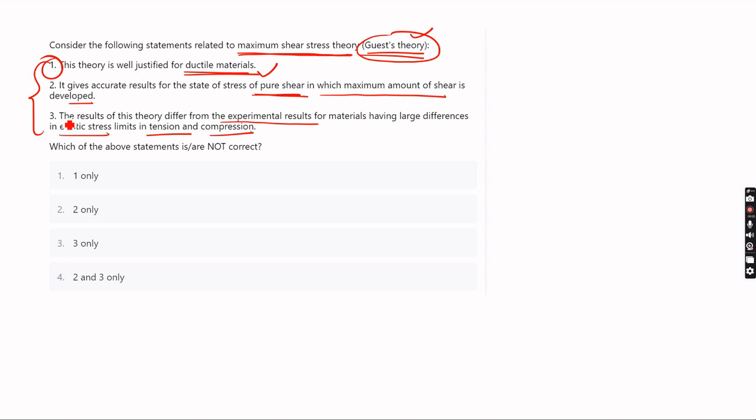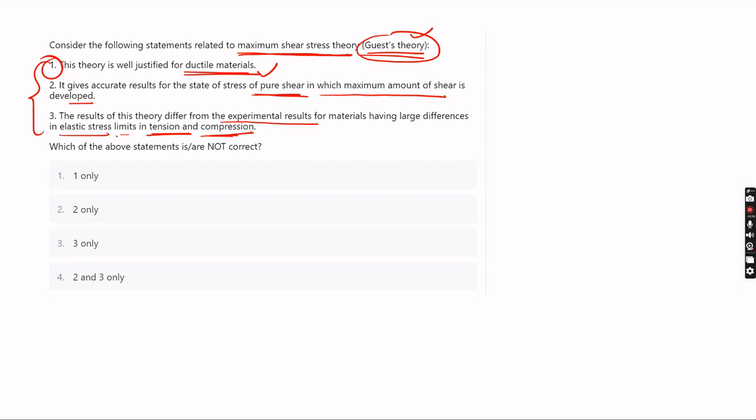Then the third option: the result of this theory differs from the experimental result. Yes, this is also correct. The theory differs from the experimental result for a material having different elastic limits in tension and compression. You people have read about hysteresis loops and all. Hysteresis, anyone of you? Yes, sir. What is that? Can you explain?